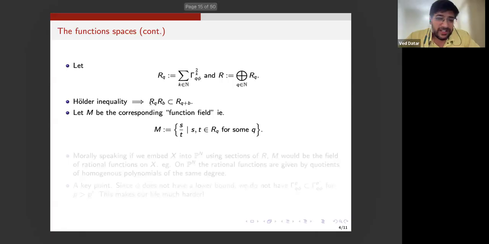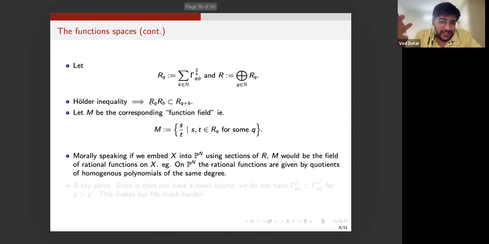And now let M be the corresponding function field. So that just means that you take two elements in the same R_q, for the same degree q, and you divide them. You consider this particular fraction field where you only are allowed to divide sections of the same degree, so to speak. So why does one do that? This is kind of standard because morally speaking, if we embed X into P^n using sections of R, then M would be like the field of rational functions on X.